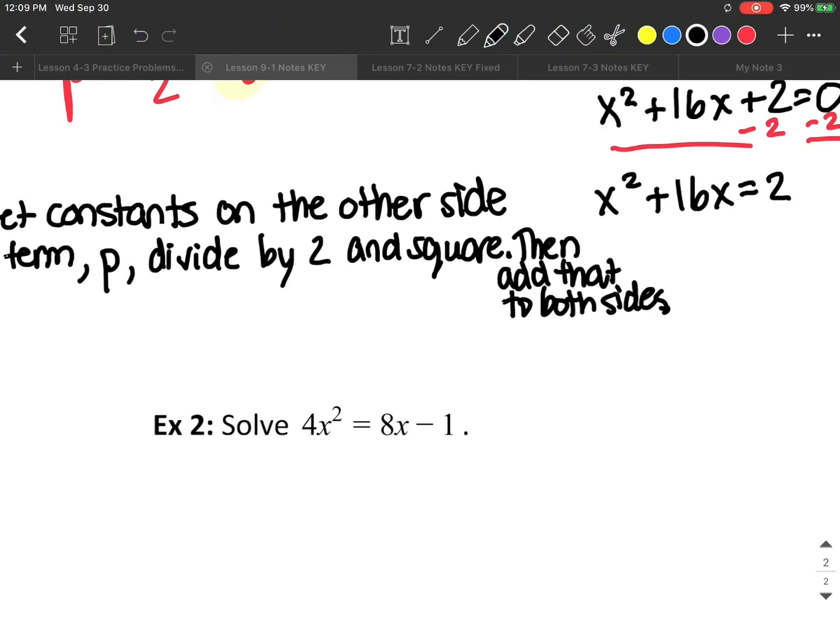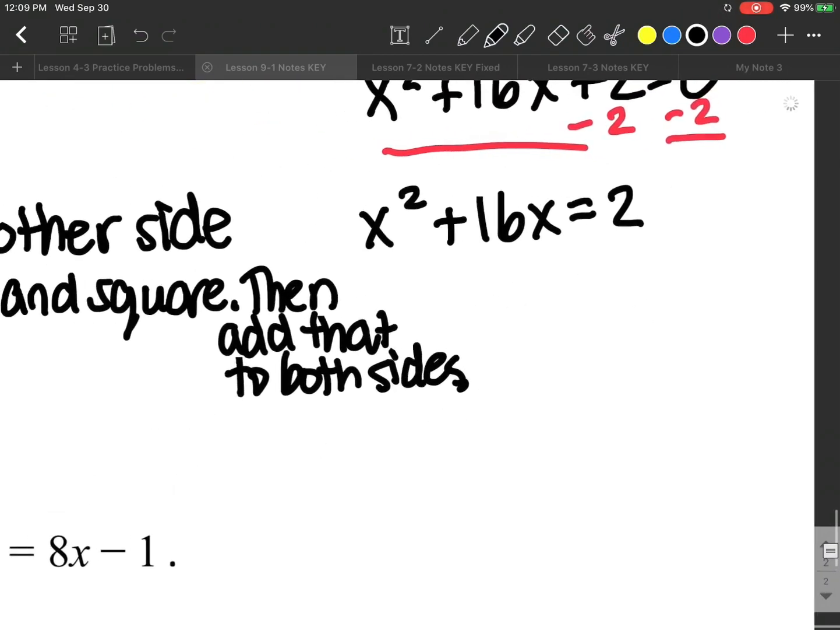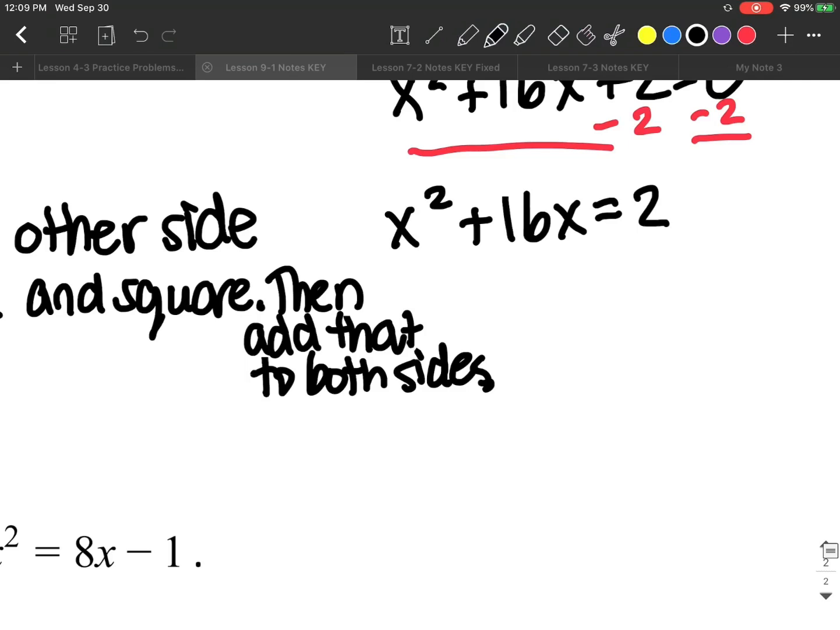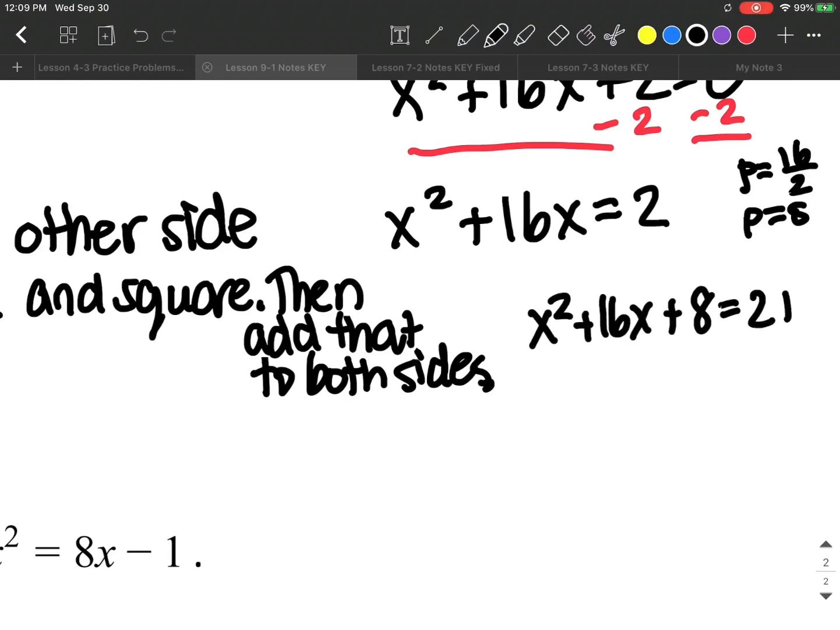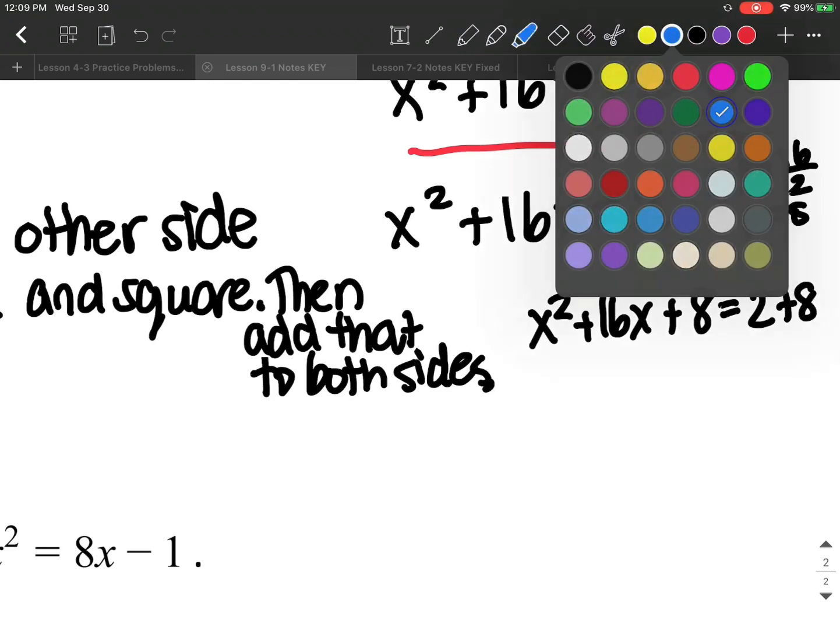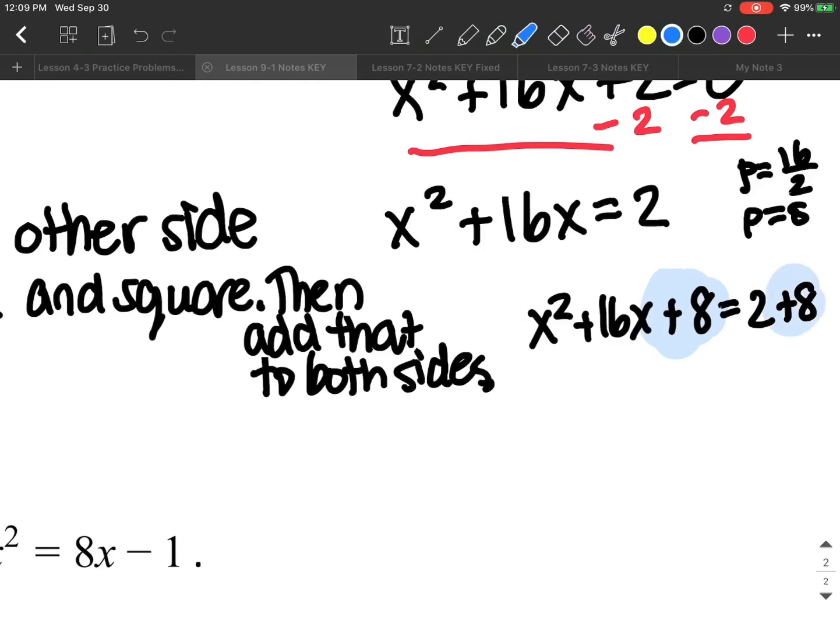Okay, so I'm going to find what 16 over 2 is. So p is equal to 16 over 2, which means p is 8. So I have x squared plus 16x plus 8 is equal to 2 plus 8. I added that on both sides. So I added plus 8 on the left and the right.